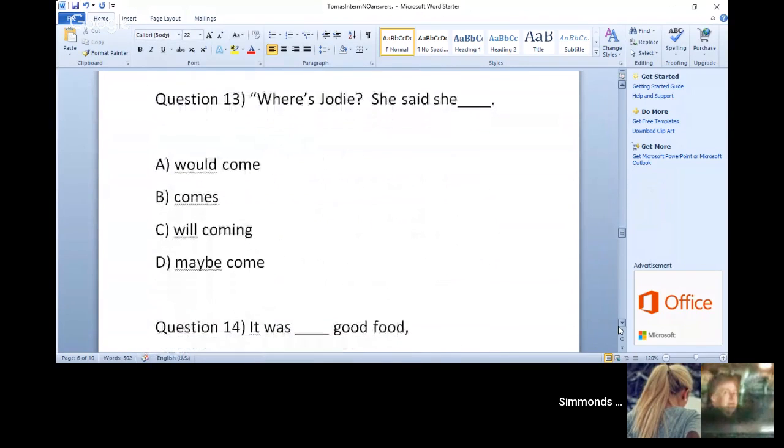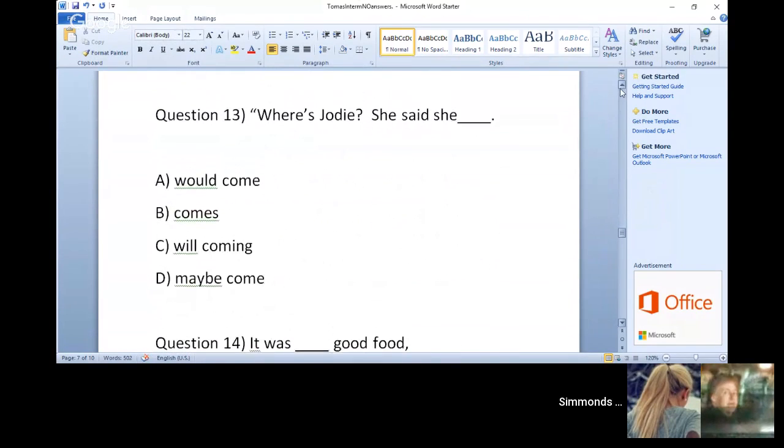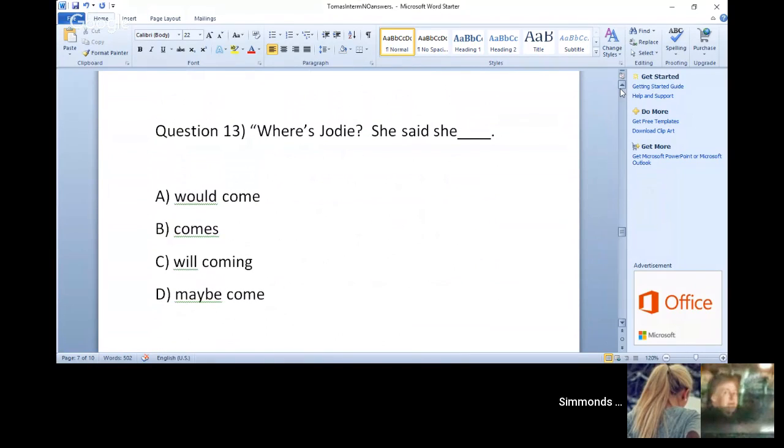On to the next one. The next one here. Garrett? "Where's Jody? She said she would come." Okay, why did you choose that? Because if I say "she said she comes," with "said," why would I use the first form or present form with past? Or "will coming" doesn't make any sense.